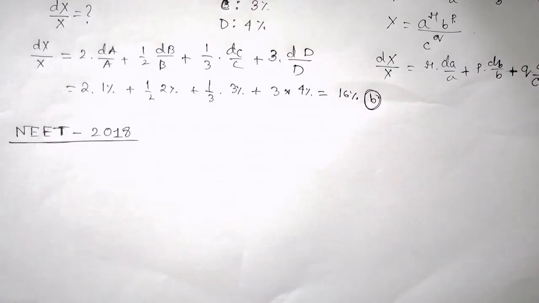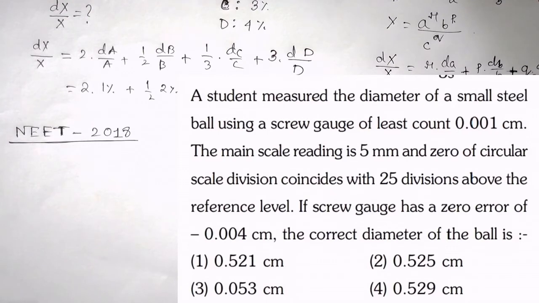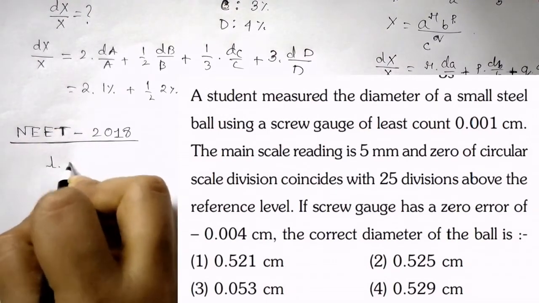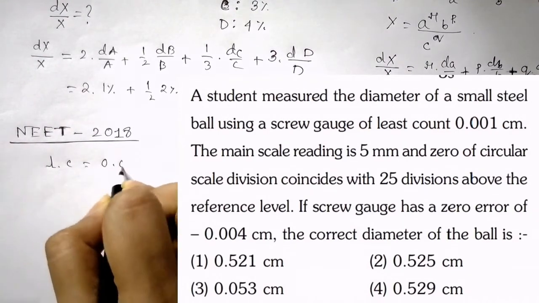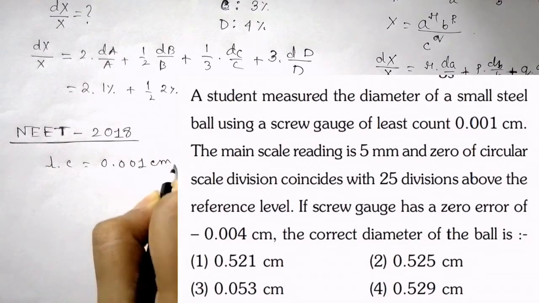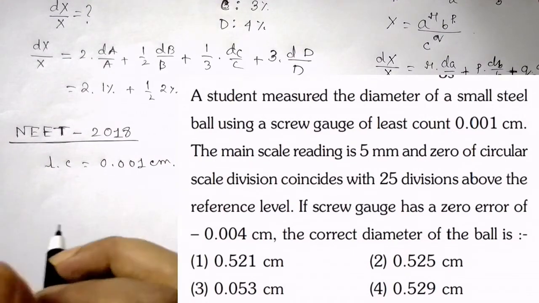Now solve the question. So the least count is given. Least count is LC, the least count is 0.001 centimeter. Okay. The main scale reading is 5 millimeter.